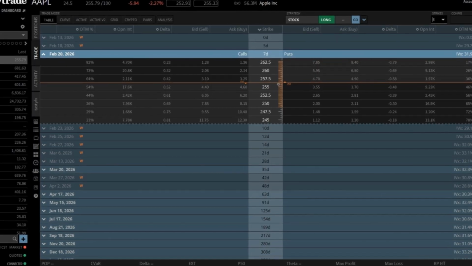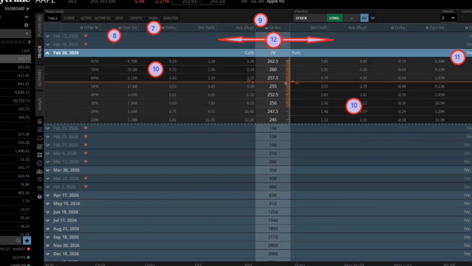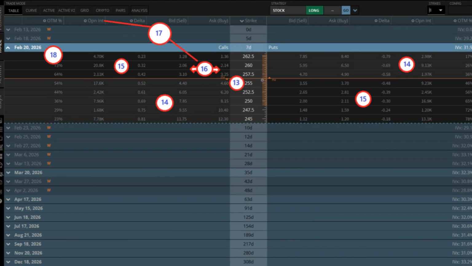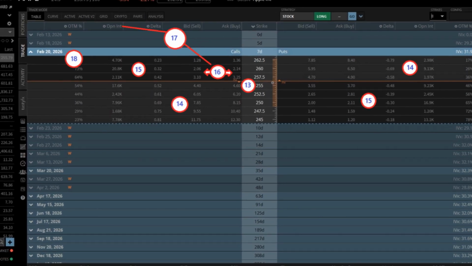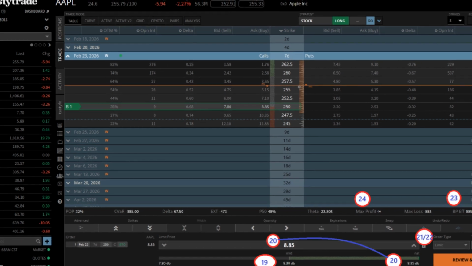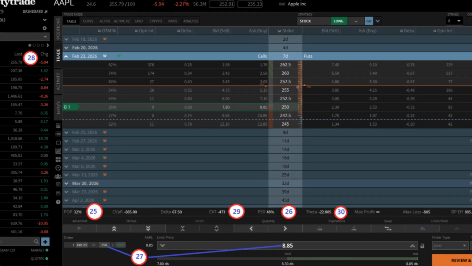Summary of the lesson. In this lesson, we covered: structure layer, ticker, expiration, DTE, bid, ask, strike. Decision data layer, delta, IV, volume, OI, OTM percent. Trade selection layer, ATM, ITM, OTM, liquidity, spread. Execution layer, mid-price, natural price, limit order, buying power, max loss. Reality layer, POP, break-even, intrinsic, extrinsic, theta.